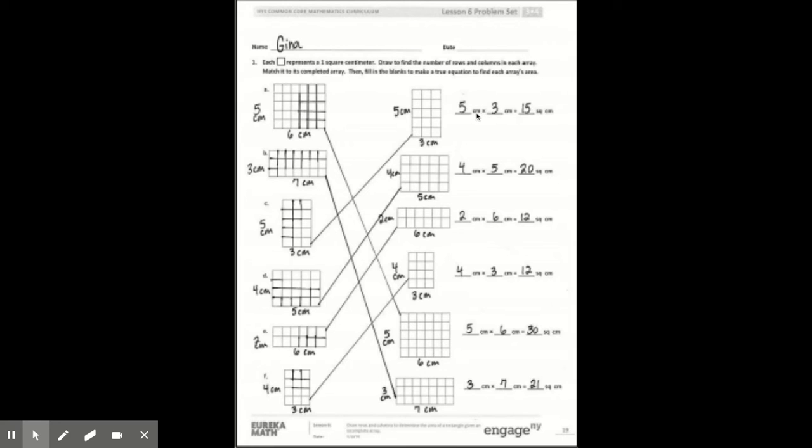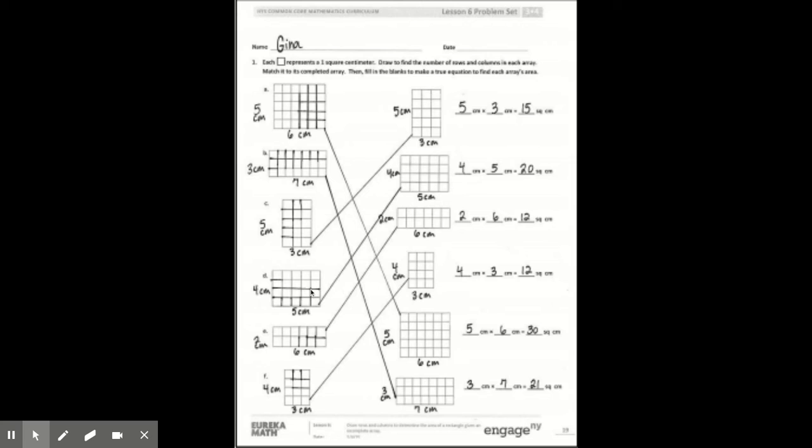Remember, these only have centimeters because they're just the side lengths. The area is square centimeters because it's the entire area of this rectangle, not just one of the sides. So that would be squared centimeters. Remember that when we're doing area, it's going to be squared and then the unit.